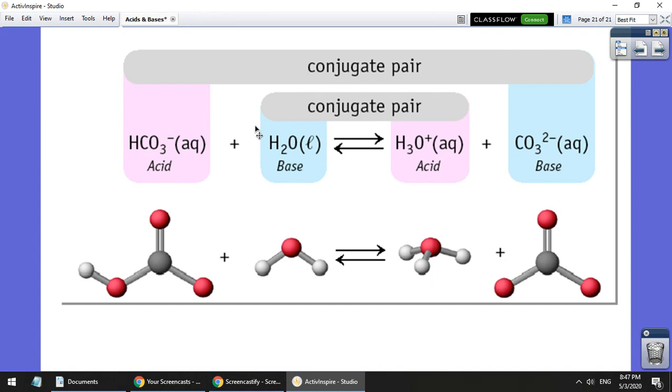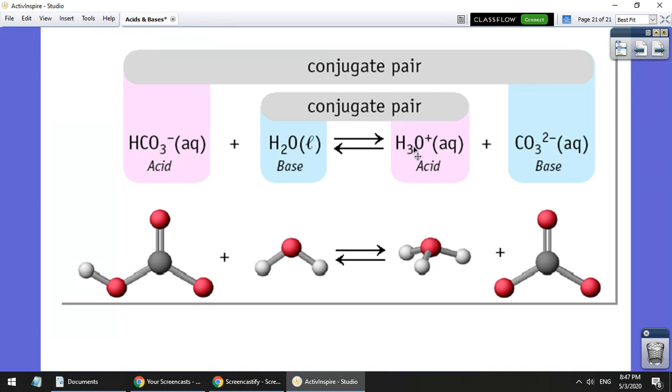Now, remember though that this is a reversible reaction, and we use a double-sided arrow to show that. This reaction can happen from left to right and right to left, and in fact, both reactions are happening at the same time all the time.